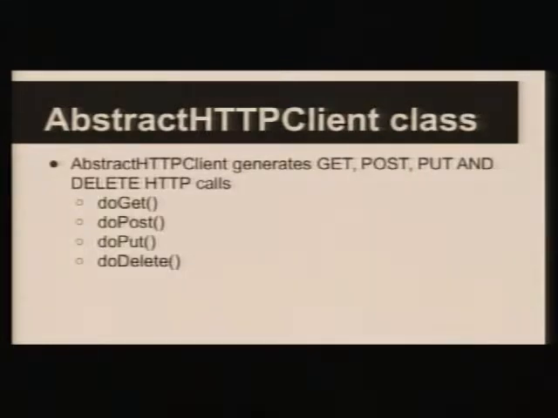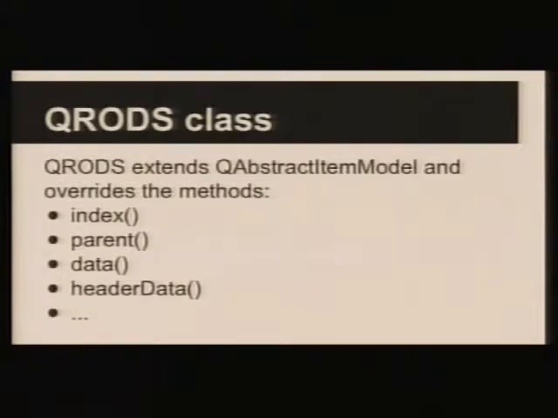When we think about the abstract HTTP client class, it actually generates the get, post, put, and delete HTTP calls. So we have simple functions to do that. We have doGet, doPost, doPut, and doDelete. And by calling these functions, we can perform the HTTP operations.